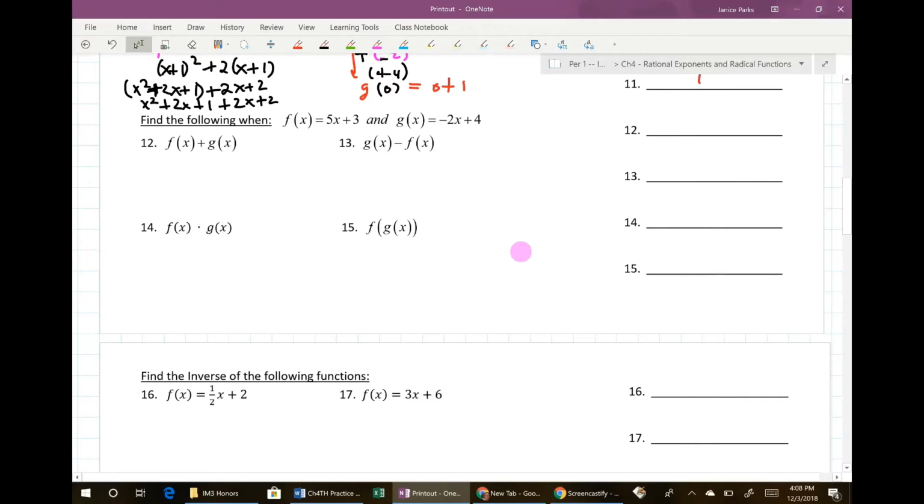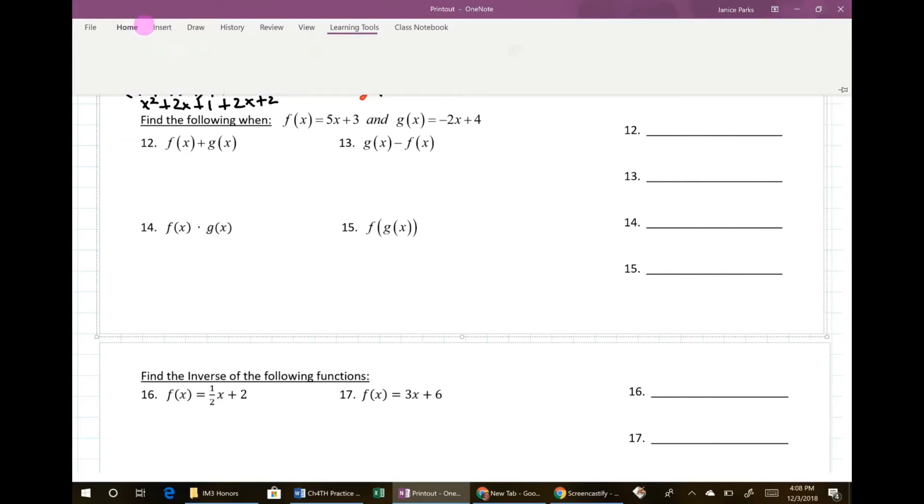For number 12, f of x plus g of x is just going to be 5x plus 3. Whoa, hold on, let me start this over. I'm not sure why it's erasing everything that I'm doing, so let me start over again. Excuse me.